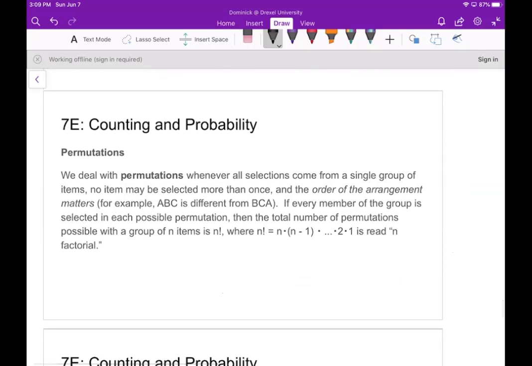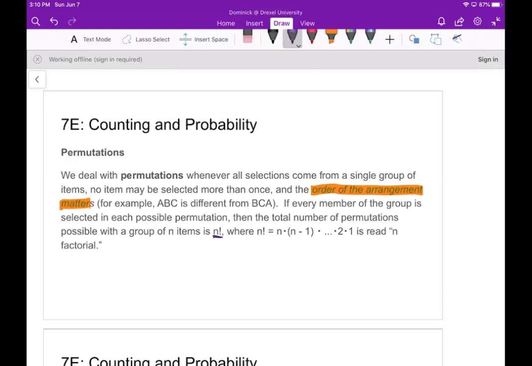Okay. Now, the next type of counting principle that we're going to deal with is what is called permutations. Now, when we deal with permutations, all selections come from a single group of items, no item may be selected more than once, and the order of the arrangement matters, right? So for example, ABC would be different from BCA. Now, if every member of the group is selected in each possible permutation, then the total number of permutations possible with a group of n items would be n factorial, right?